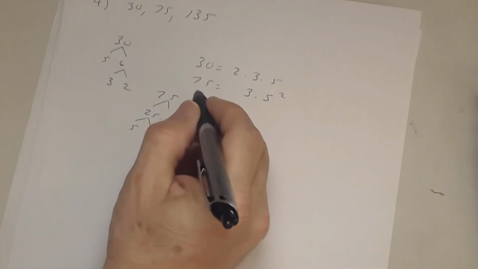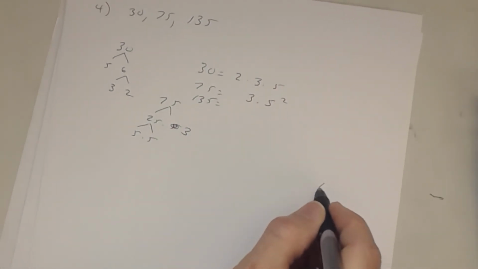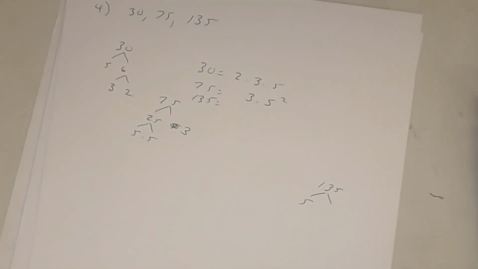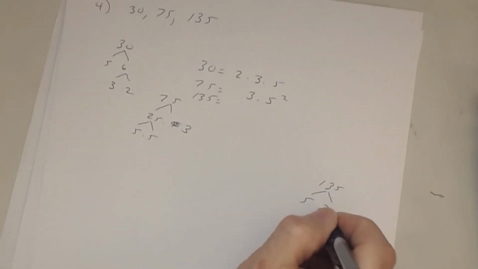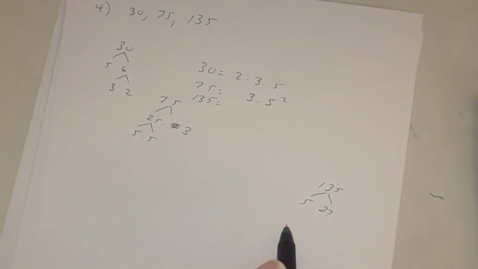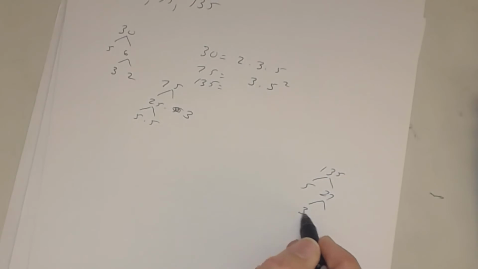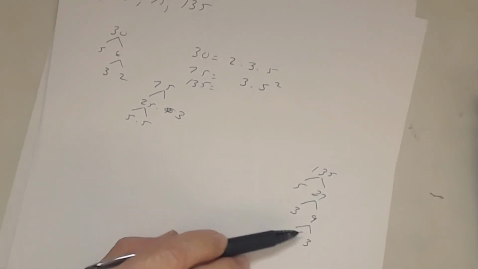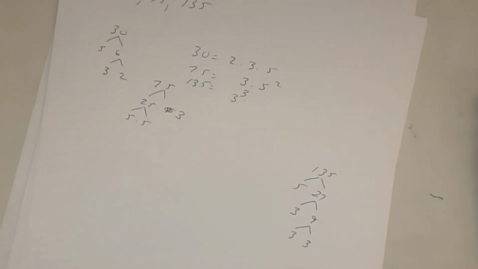And then for 135, when you calculate 135 divided by 5, that's 27. You see what I did? 5's prime, but 27 is not, so I can break that down. 27 is 3 times 9. 3 is prime, 9 is not, but 9 is 3 and 3. So my prime factorization for 135 will be 3 to the third power times 5.